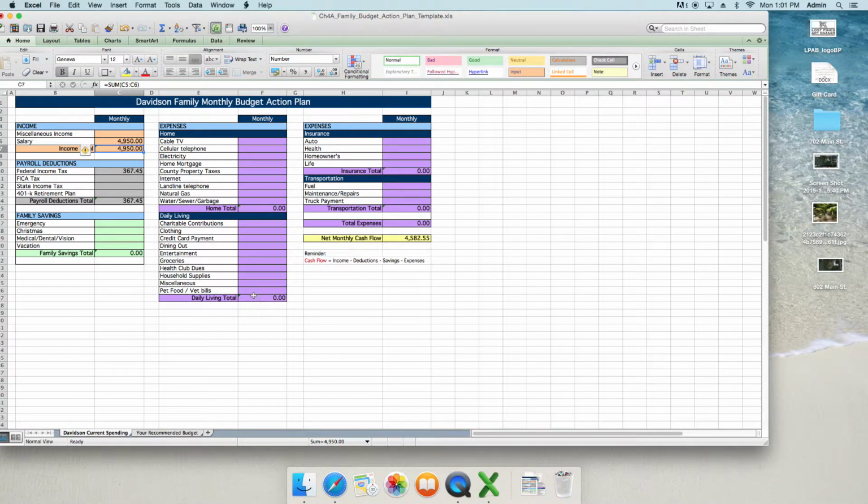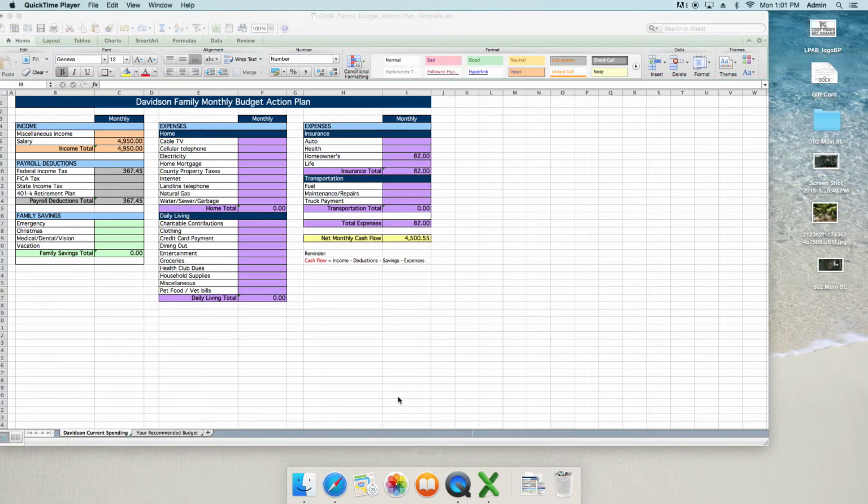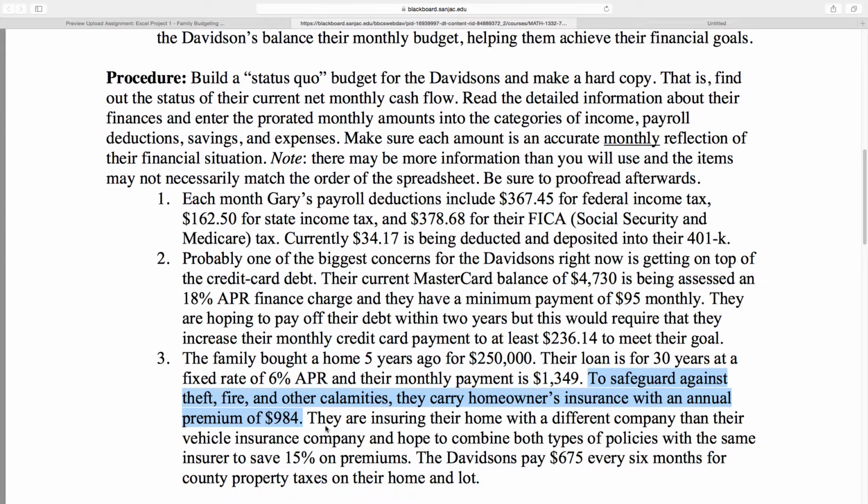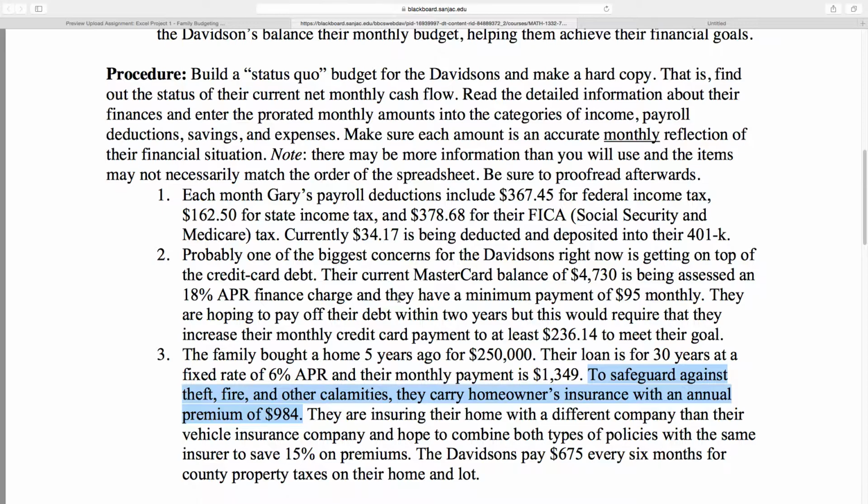And so this is homeowners insurance. It's over here. And again, it's not $984 every month, it's $984 every year. So equals $984 and then divided by, there are of course 12 months in a year. So they pay $82 a month in homeowners insurance. So when you're completing these, make sure you read carefully. Make sure that you get all of the numbers.